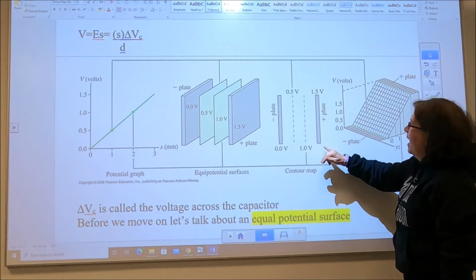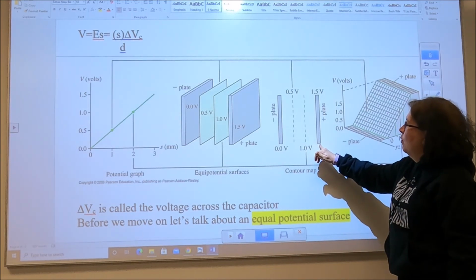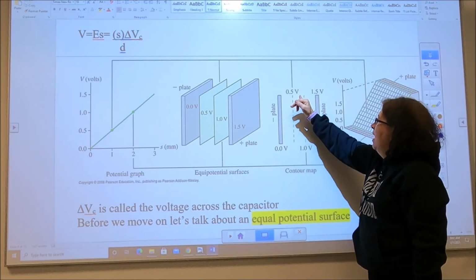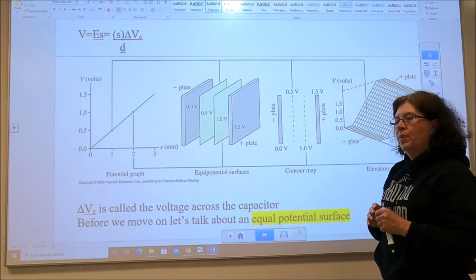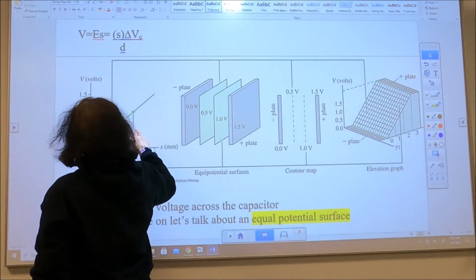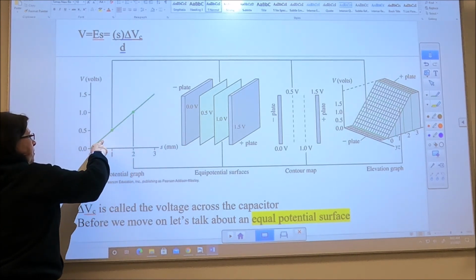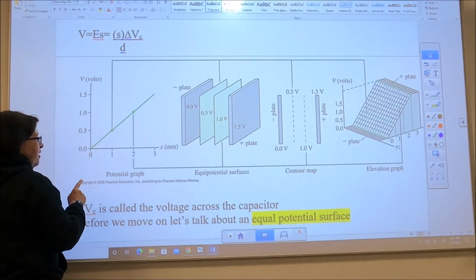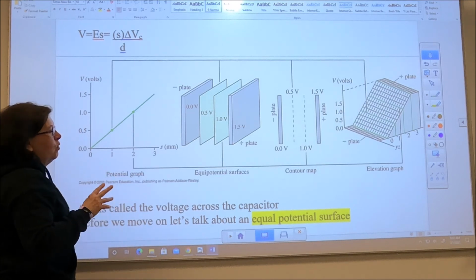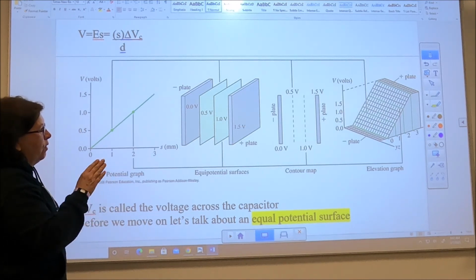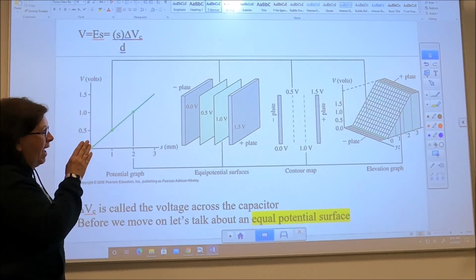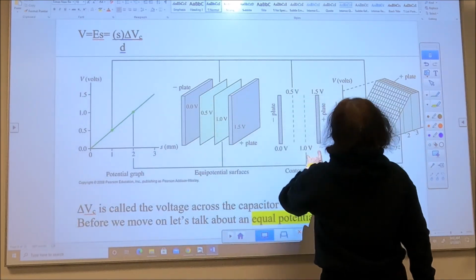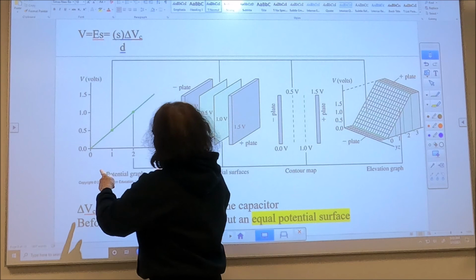We have a parallel plate capacitor here. We say that this plate is at 1.5 volts and this one is at 0 volts. The dotted lines here are what are referred to as equal potential surfaces. Remember earlier I told you that the electrical potential decreases linearly from the positive plate to the negative plate. So when we look at equal potential surfaces for the region inside a parallel plate capacitor, they're always going to be evenly spaced.